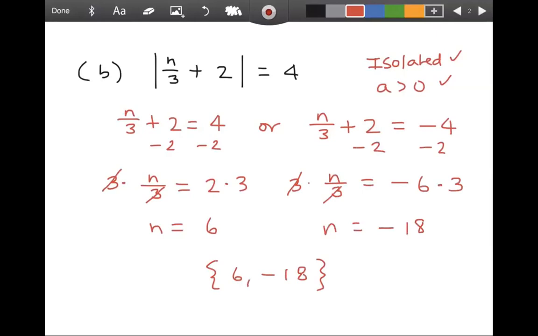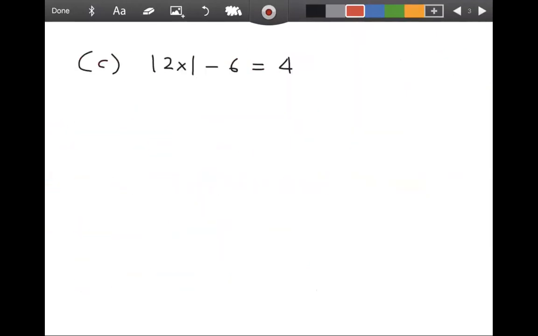All right, next example. Can you see what's different about this one? What's different about this one is that the absolute value is not isolated. So please don't go ahead and apply the rule. If you apply the rule too early, what often happens is you end up with one solution that's correct and one that's incorrect.